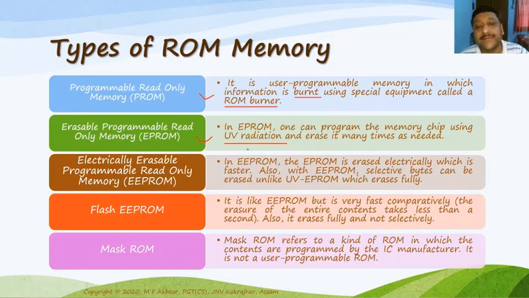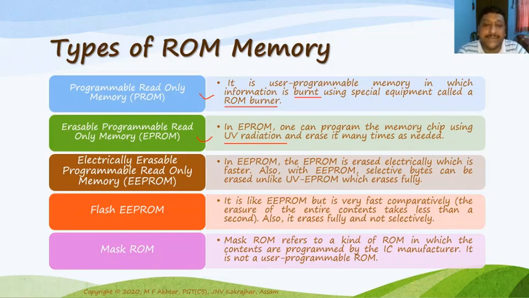Ultraviolet, where can we find ultraviolet radiation? In sunlight. So if we put this type of ROM memory in sunlight, then all data will be gone. So earlier computers were advised that it must be kept where sunlight never comes. Now these computers have become more capable of doing things.